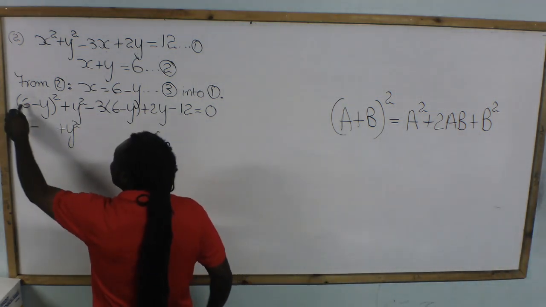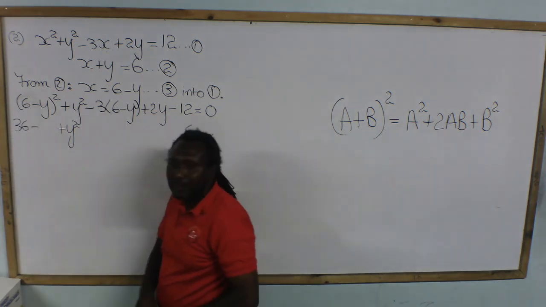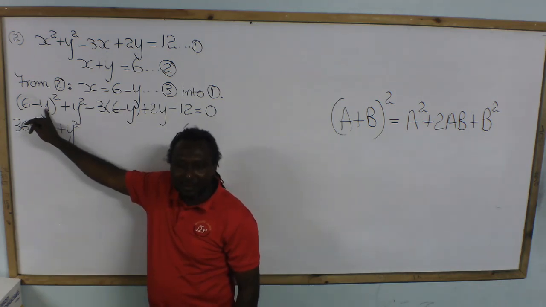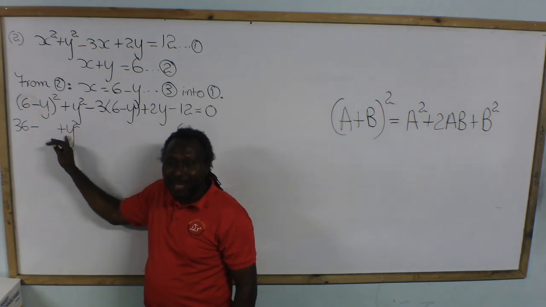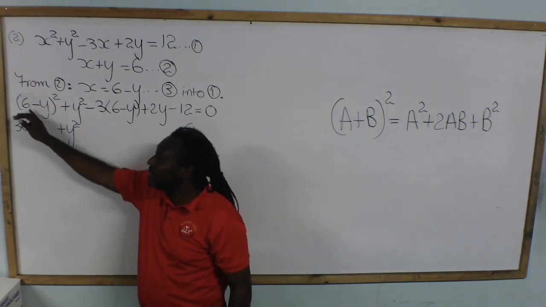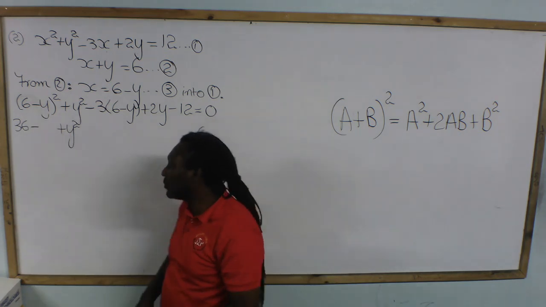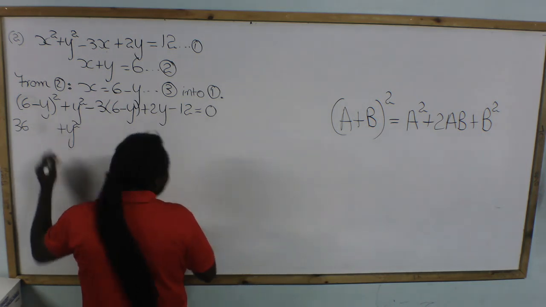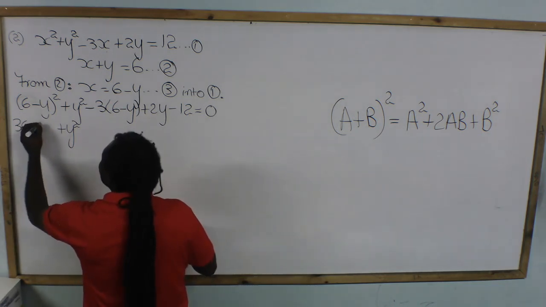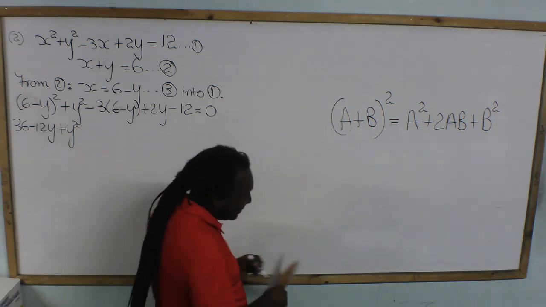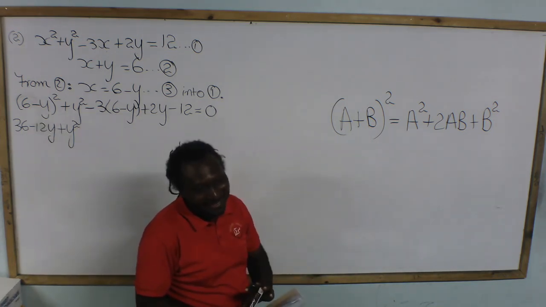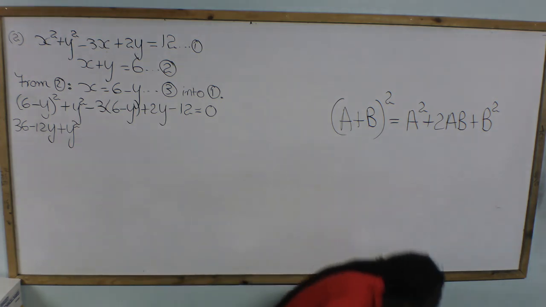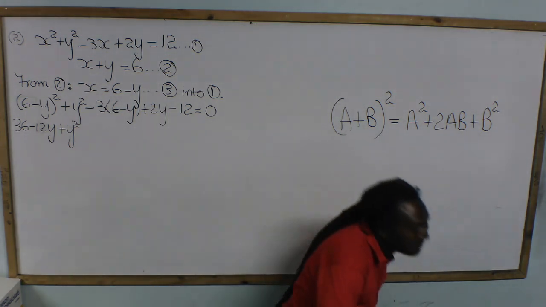So right here, we should have the square of 6, and we need to also have the square of negative y, which is what? Positive y squared. And we also need to have 2 times 6 times negative y, which will give us negative 12y. Let me write that properly. Students, if you miss that term, you will be solving this problem forever.